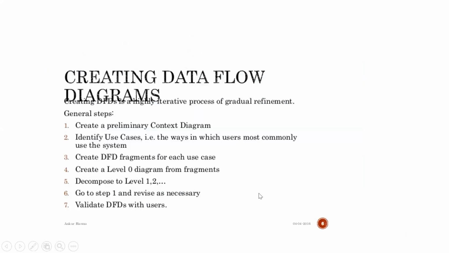But for creating a data flow diagram, we need to follow some general steps. We create a context diagram, the basic diagram, which is called a base level diagram, or a context diagram in DFD. Here we identify use cases, that is the ways in which users communicate with the system, and create DFD fragments for each use case. First, we create level 0 from the context diagram, and then we decompose it to level 1 and 2, and go to step 1 to revise as necessary and validate the DFDs with the user.